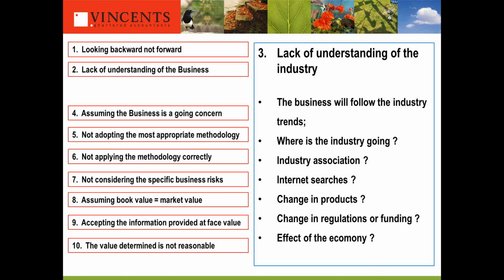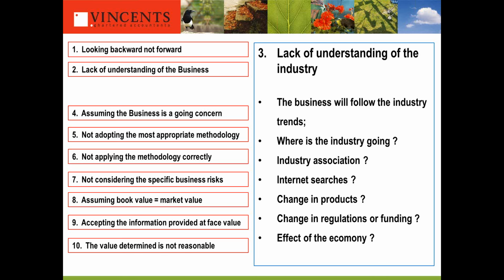You must understand the industry which the business actually trades within. And there's lots of ways to do that, apart from looking at your existing clients: internet searches, changes in what products are actually out there, the regulatory environment, doing the internet searches again as to what's happening there. Is there an industry association you can look at? How's the economy going to affect that industry? So what's the physical product?